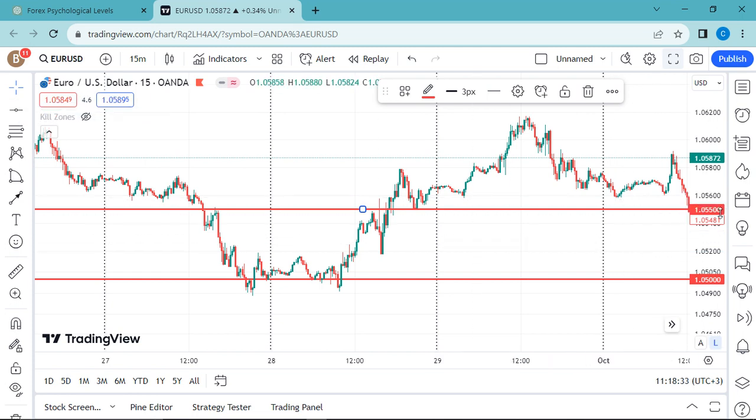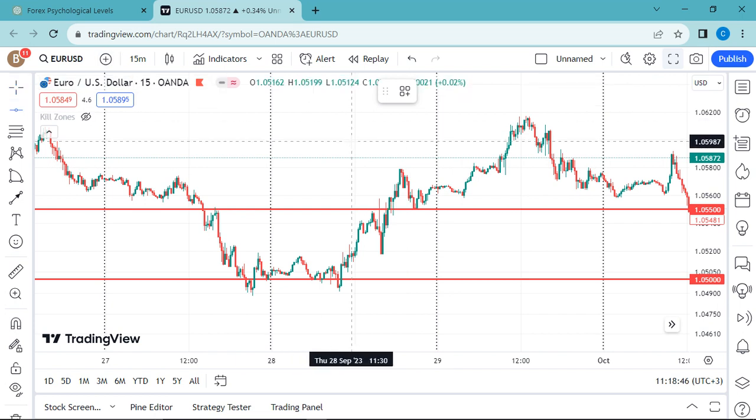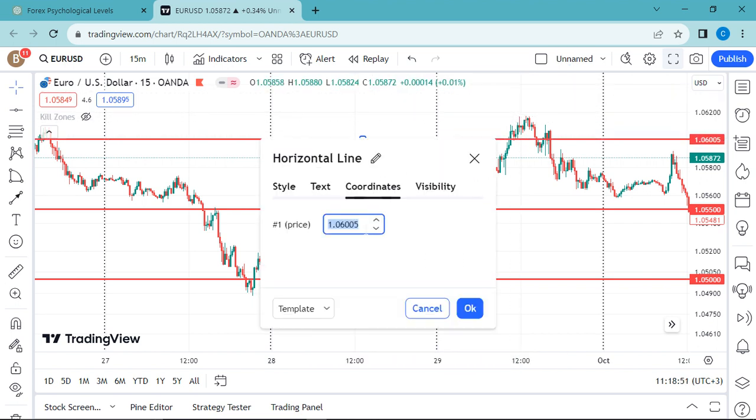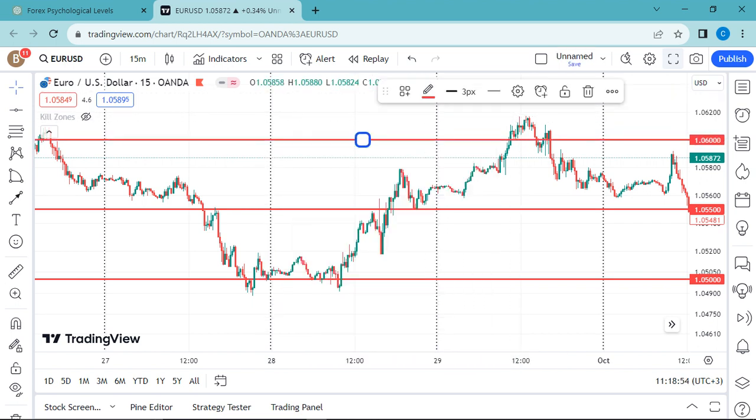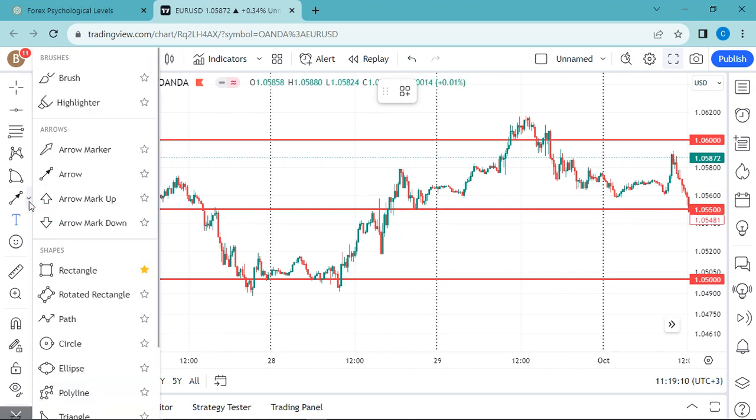So let's add this 1.0550. Let's add it 500 more points. And when you add 500 more points, what do you get? 1.0600, right? So that's our next level, 1.0600, and we can plot it this way. Cool, just like that. So we'll just be using these three lines which will act as our support and resistance. So let us first look at this 1.0500. Let's look at it first, guys.